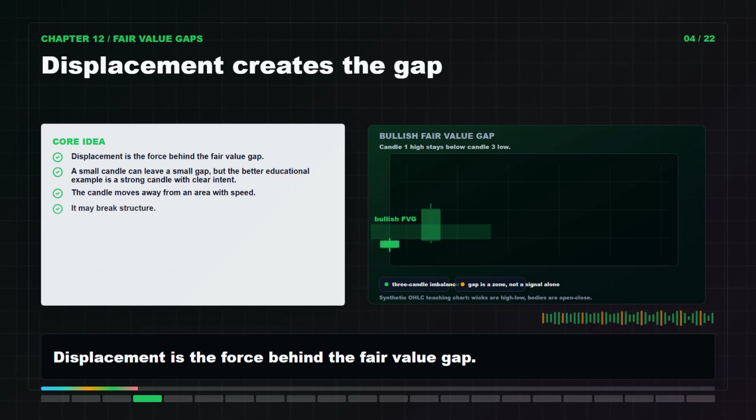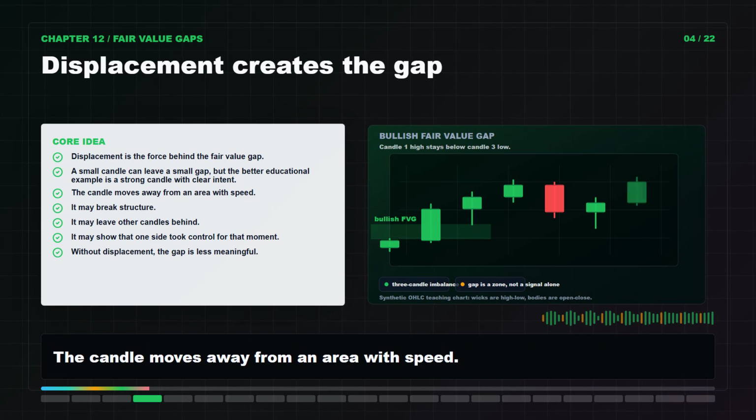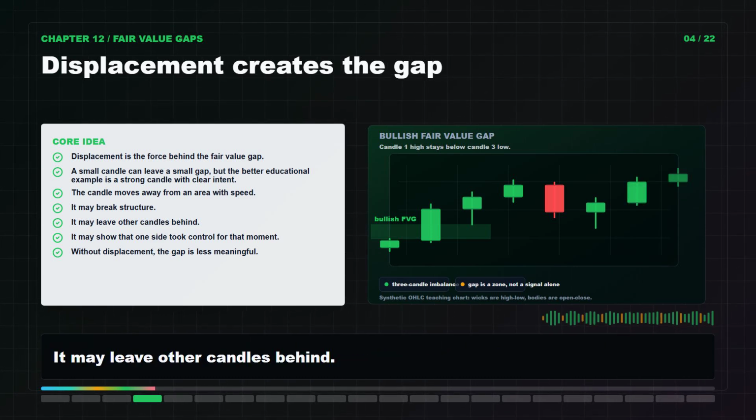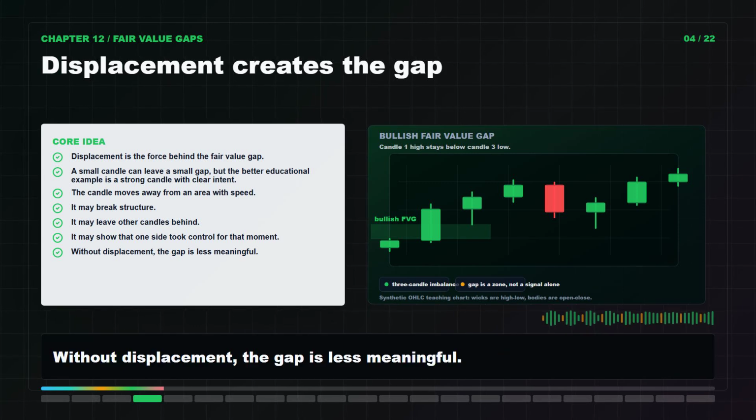Displacement is the force behind the fair value gap. A small candle can leave a small gap, but the better educational example is a strong candle with clear intent. The candle moves away from an area with speed. It may break structure. It may leave other candles behind. It may show that one side took control for that moment. Without displacement, the gap is less meaningful.